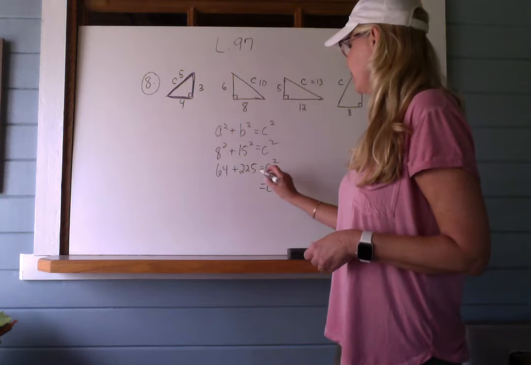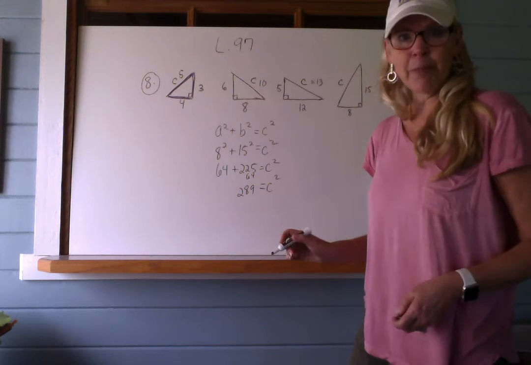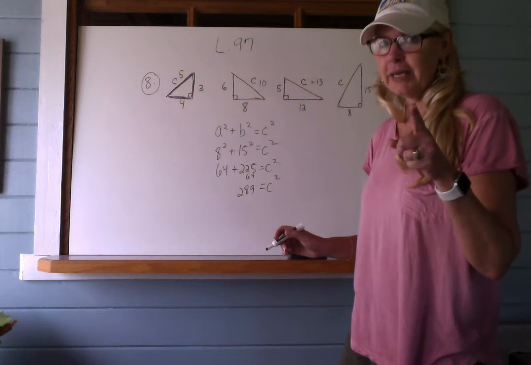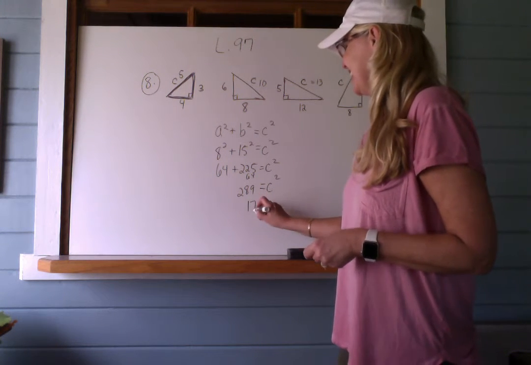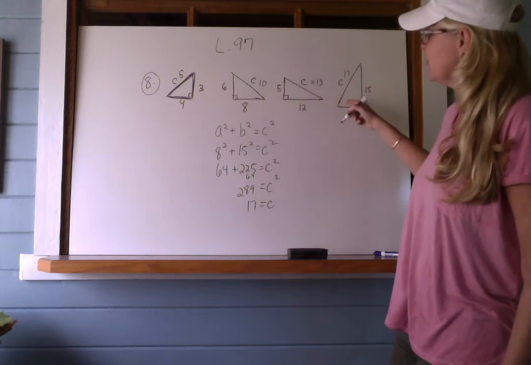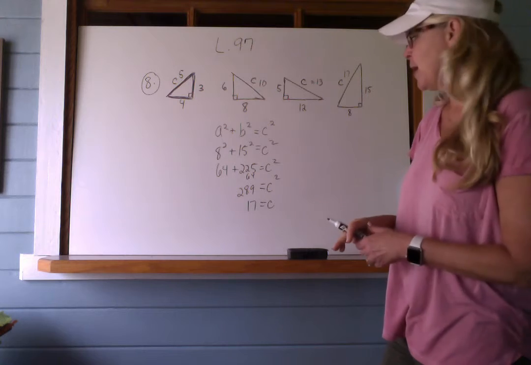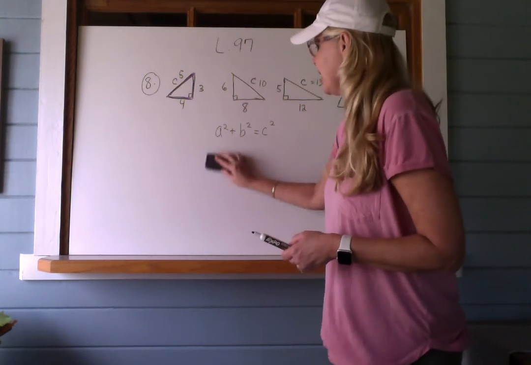All right, add those together. What do we get? 289. Is that a perfect square? Ooh. Yep, someone said 17. I heard it. Okay, 17 is correct. So 17 will be that hypotenuse on that last one there. Okay? All right, now, real quick, go to number 9.